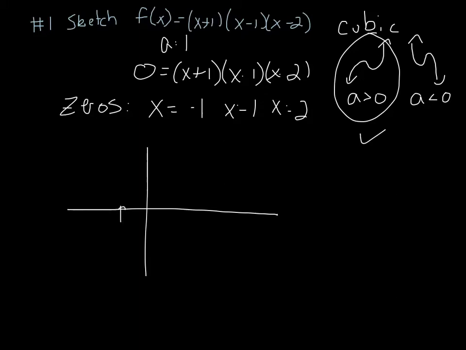Negative 1, put a big old fat dot. Positive 1, big old fat dot. Positive 2, big old fat dot. Put a little 1 and 2 there so I know what the scale is. Alright, now we said it finishes up. So if it finishes up, it must start down. And it comes up, does a hill, goes back down, then it changes its mind, makes a valley, and finishes up. That's a nice sketch of a polynomial function.